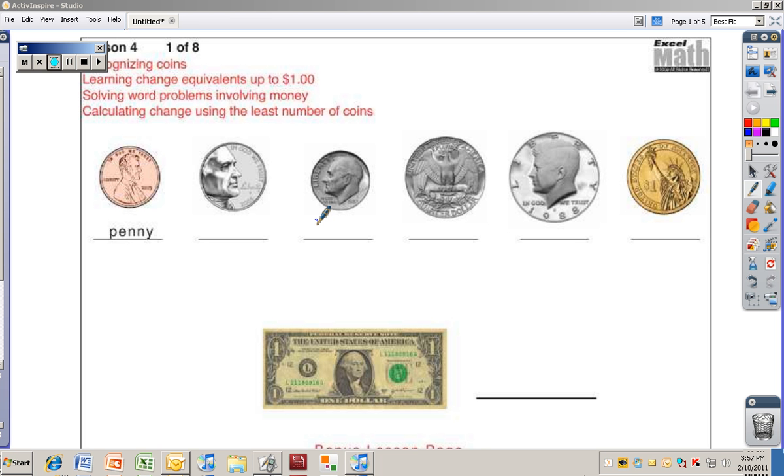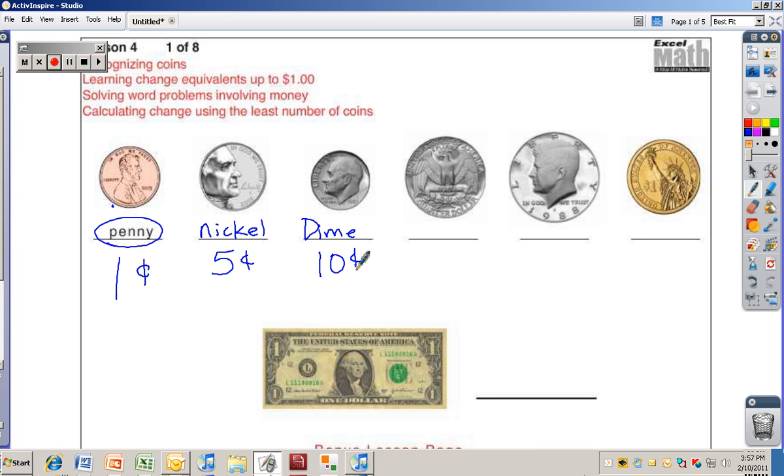I just want you to look at the screen for this part, just to review the different coins and what they're called. This, of course, is a penny. We've got penny written here. A penny is worth how much? Think for a second. Yes, it's worth 1 cent. Good. This next coin, this is more of a modern looking one, but that is a nickel. And a nickel is worth how much? 5 cents. Good, okay. And this, of course, is a dime, which is worth 10 cents.